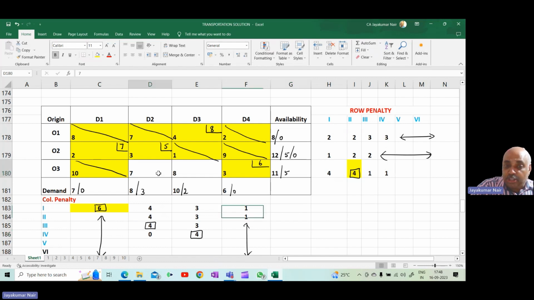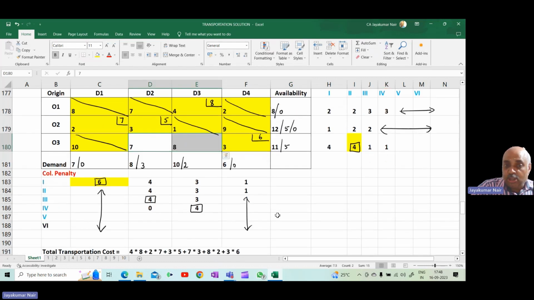Now only this particular row is left, so you need not find any cost difference. The lower of the two is 7. So see, the demand is 3, availability is 5. So you can allot 3. This will become 0 and this will become 2. And here you can make the allocation. 2 or 2, whichever is lower, it is 2 only. So this will become 0. This will also become 0.